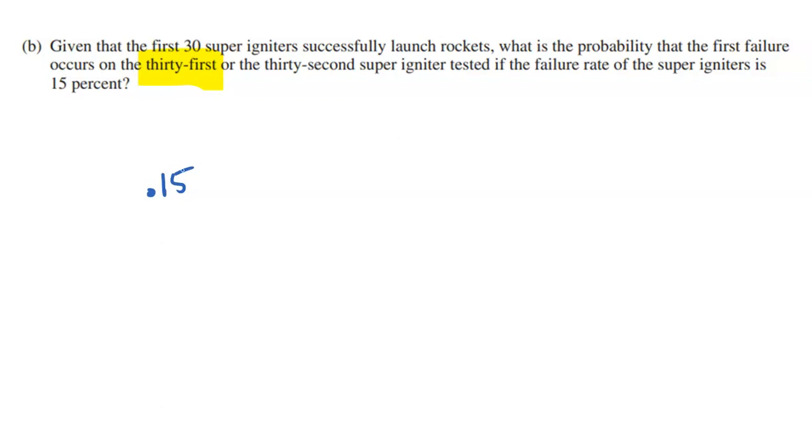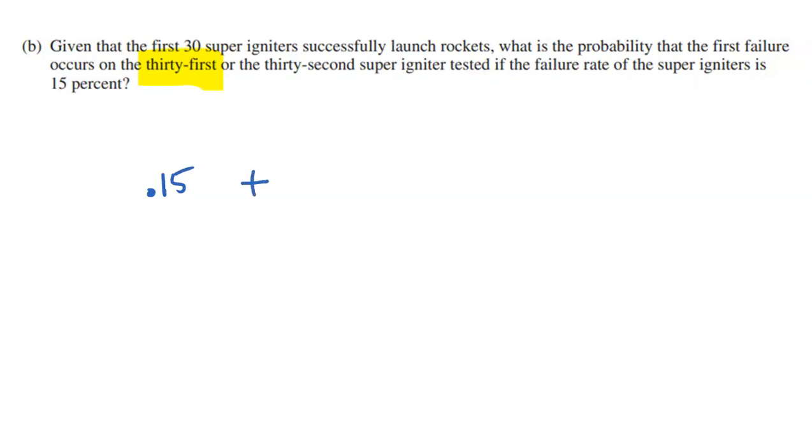So just because the 30 previous all launched doesn't make the 31st more or less likely to launch or not launch. Again, they're independent. So the 31st rocket failing is 15%. Done. Easy. And you say, well, wait a minute. Don't I have to worry about the ones before it? No, because it was given that the ones before it all launched. So, I mean, they already launched. It's already happened. It's already taken place. I don't care about them.